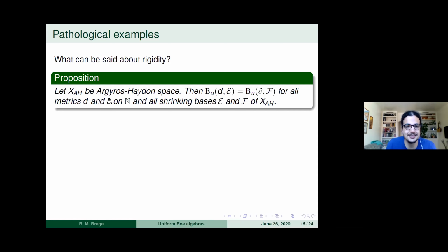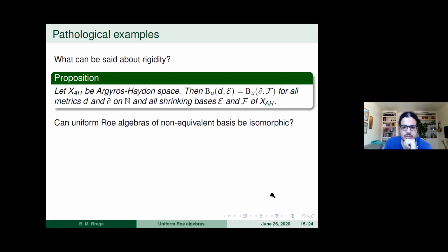So this is just Argyros–Haydon space. And in this case, if you're looking at shrinking bases, the compacts will be contained in the uniform Roe algebra. So you actually contain all the operators, right? This is nothing more than all the operators on an Argyros–Haydon space, just multiples of the identity and the compacts. So it doesn't depend on the metric at all here. So this doesn't save absolutely any information about the metric you're choosing on your space.